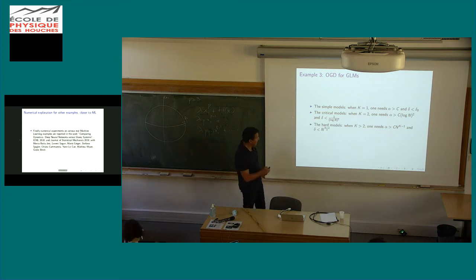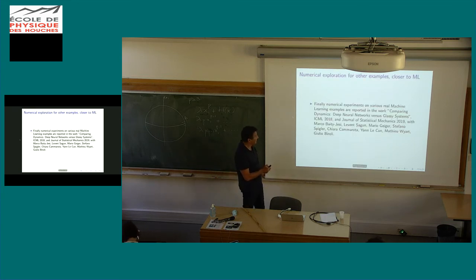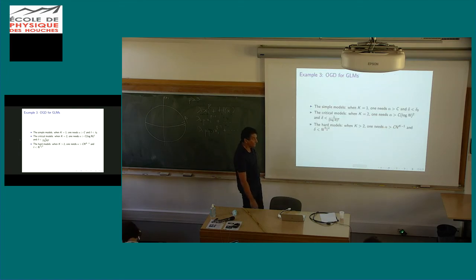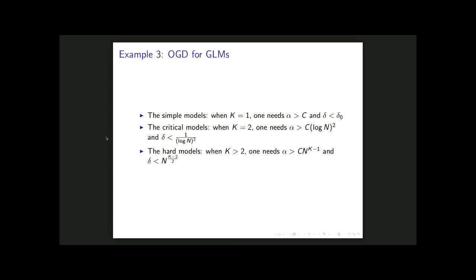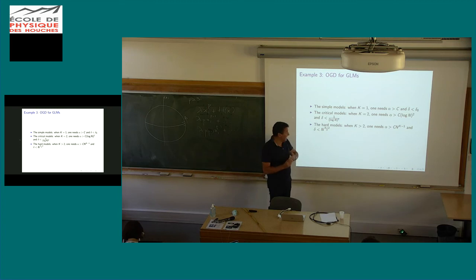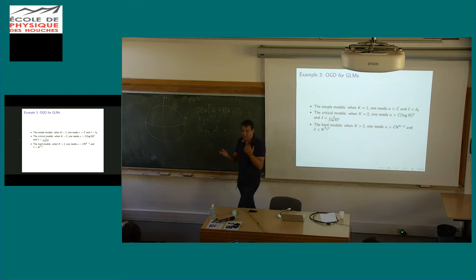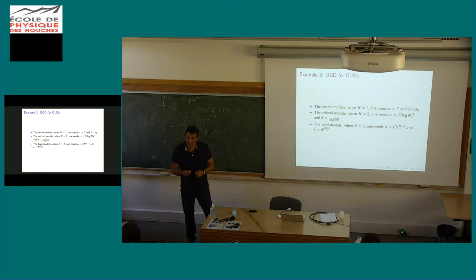Wait a minute, should we have this? No, it's too bad I didn't put that here, so I will explain now. In this class of models, I just said the tensor PCA is obviously there. In the different models I've mentioned, which ones fall into easy, hard, and critical?